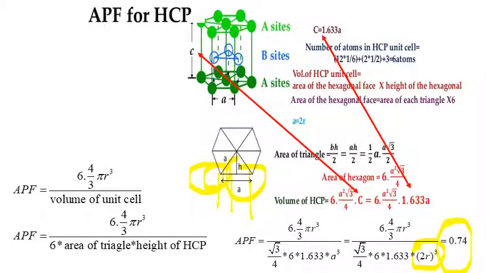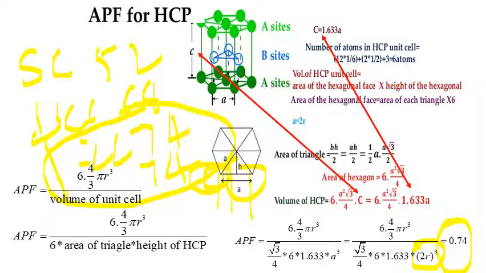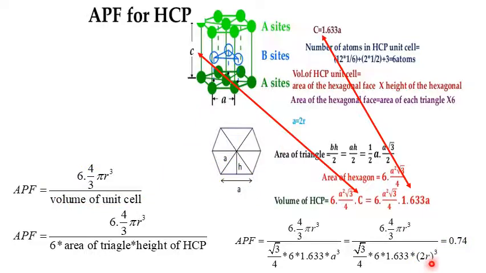So now if you observe here, the atomic packing factor for a simple cube, BCC and FCC, we know this is 52, this is 68, this is 74, and here also this is 74. It means the atomic packing factor for HCP and FCC will remain the same, that is 74%, and the remaining 26% will be free void. Okay, so we get 0.74.